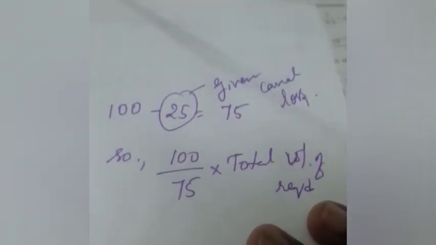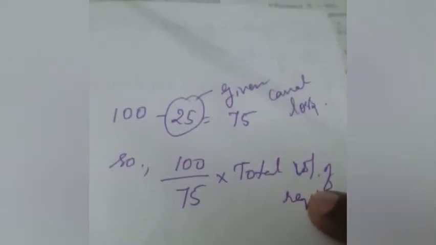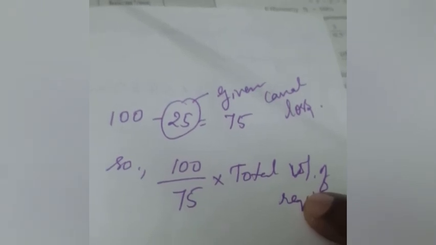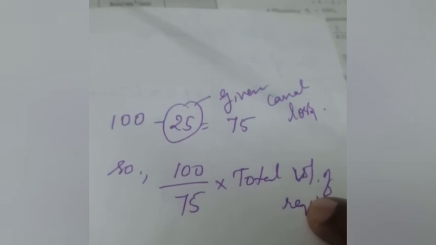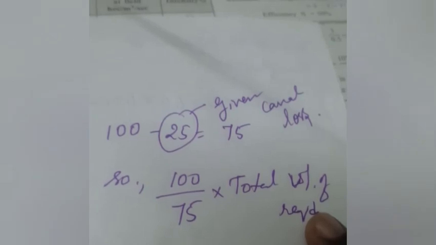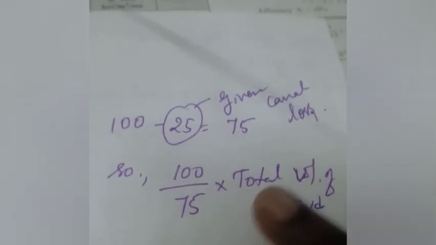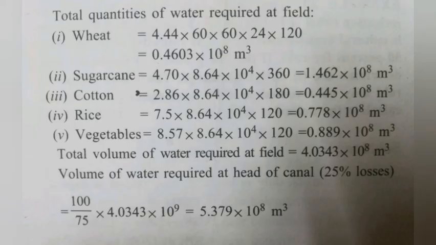Now in the problem they have given the canal losses as 25%. So that is 100 minus 25, which is equal to 75. That is, 100 is the full amount of water, and in that 25% is the loss, so we have 75%. So 100 divided by 75 into the total volume of required water, which we have found already. If you use this, then you can find the volume of water required at the head of the canal with 25% loss, in meter cube.